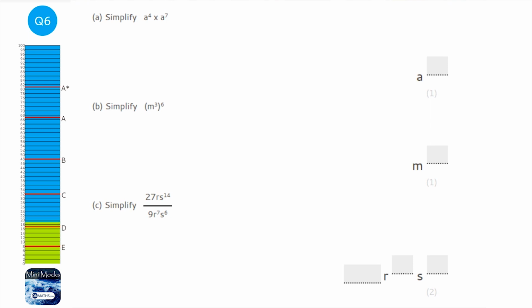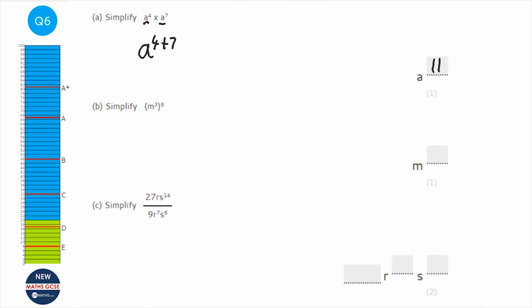Okay, so the rules of indices are if you times together two powers with the same base, and by base we mean the big number. On this one it's A, so we've got A and A. What you do is you add the powers. Okay, so this becomes A to the power of 4 plus 7. 4 plus 7 is 11, so it's A to the power of 11.